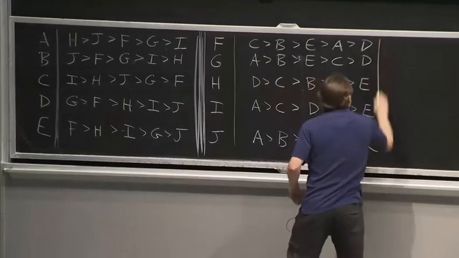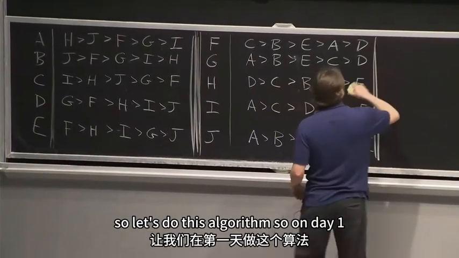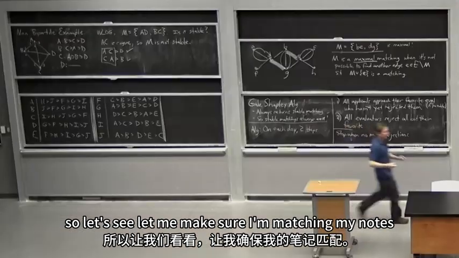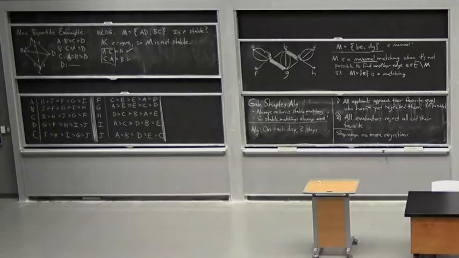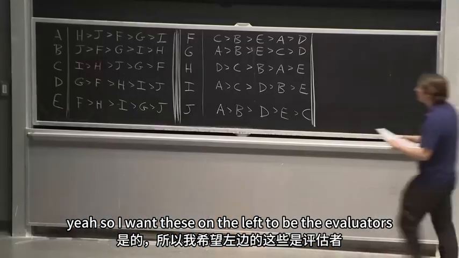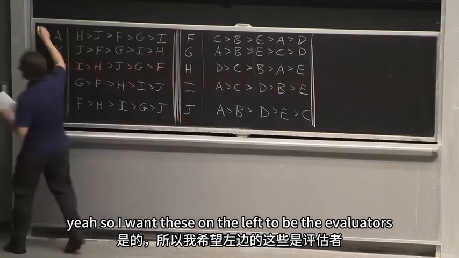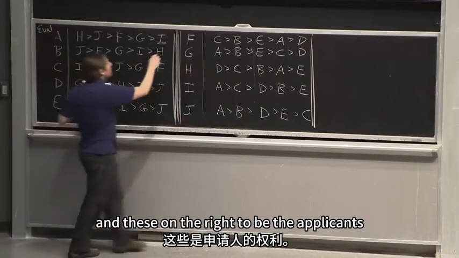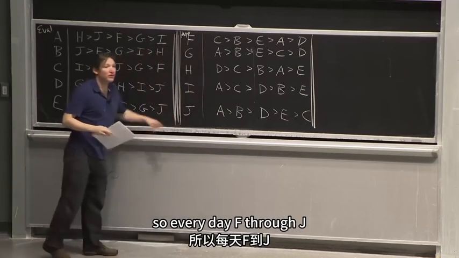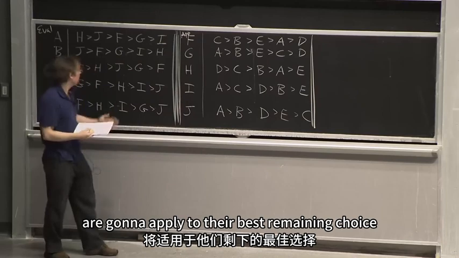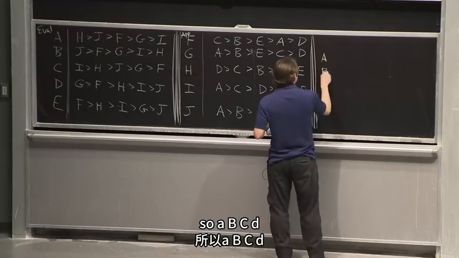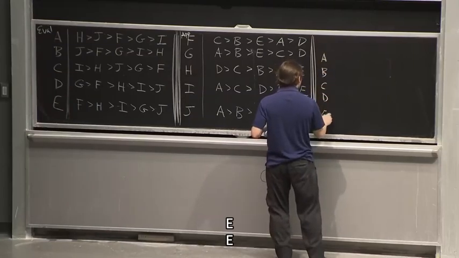Excuse me. So let's do this algorithm. On day 1, let me make sure I'm matching my notes. Yeah. So I want these on the left to be the evaluators, and these on the right to be the applicants. So every day, F through J are going to apply to their best remaining choice, and A through E are going to make decisions. So A, B, C, D, E.